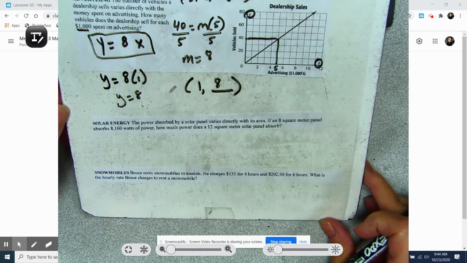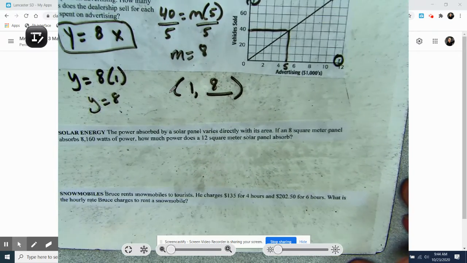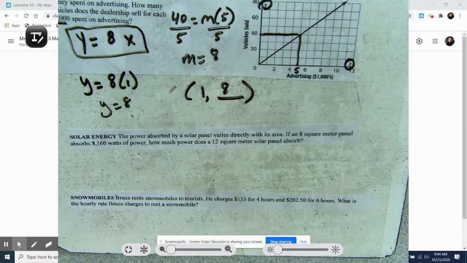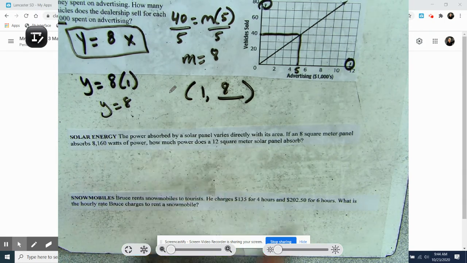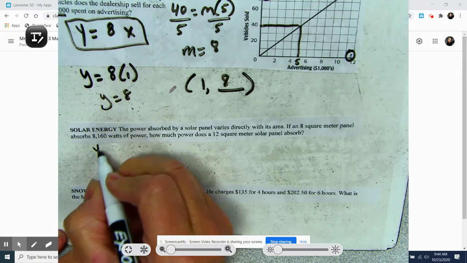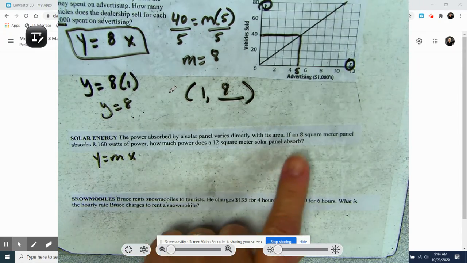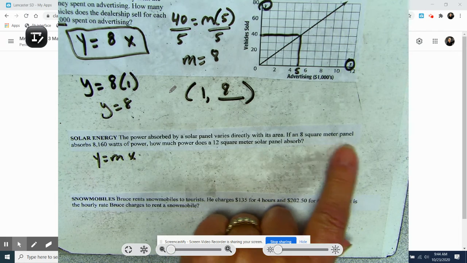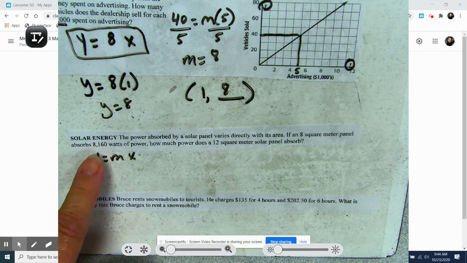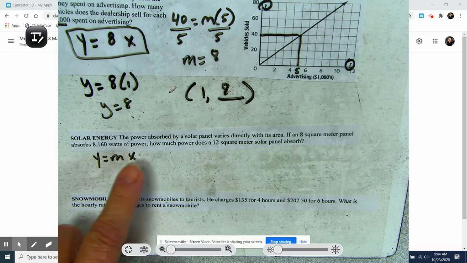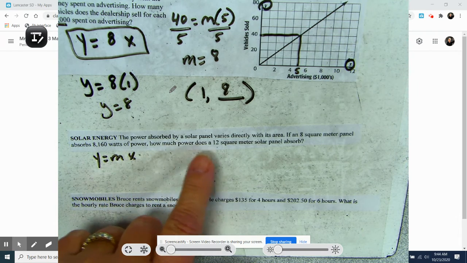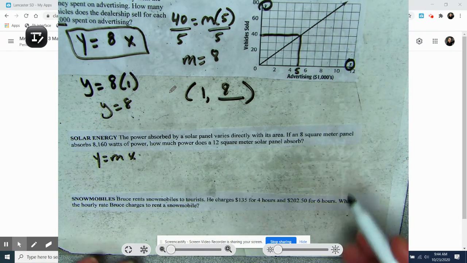Okay, let's try another one. Here it says solar energy. The power absorbed by a solar panel varies directly with its area. First of all, it varies directly. So we know y equals mx. It varies directly, it said so. If an 8 square meter panel absorbs 8,160 watts of power, how much power does a 12 square meter solar panel absorb?